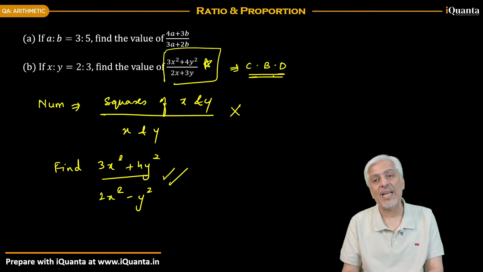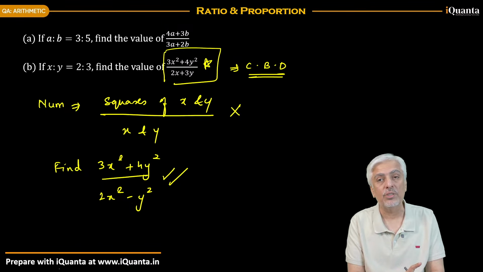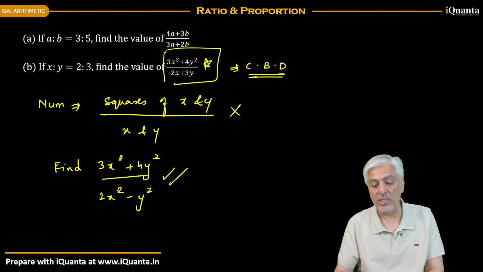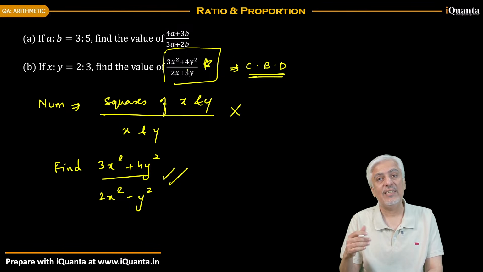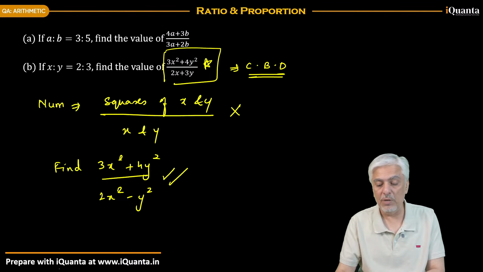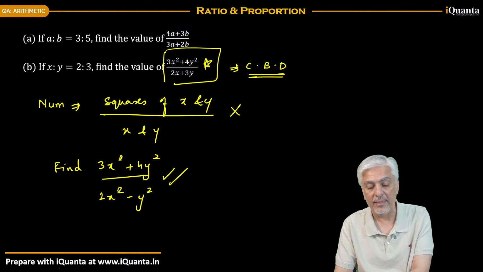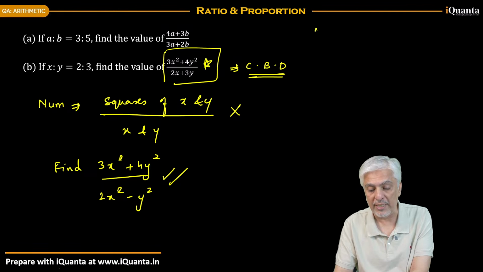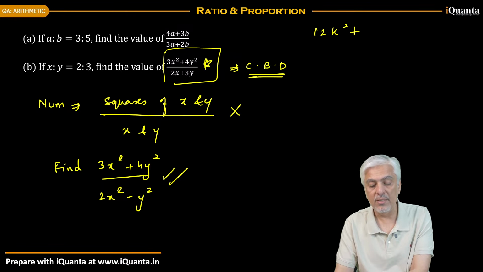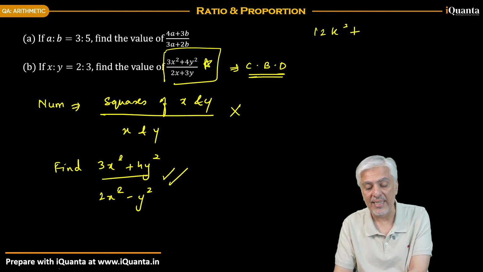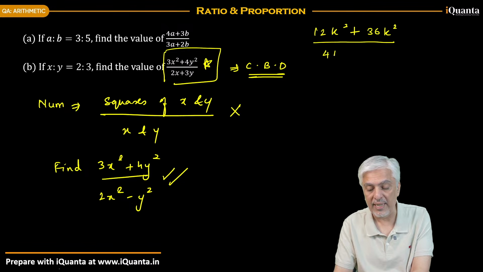And that is why sometimes the K method becomes very important. Because if you did the K method, one K will cut and the numerator will be left with a K. If x is 2k, what will you get in the numerator? 4k² into 3, so you'll get 12k². y is 3k, so 9k² into 4, 36k². Upon denominator will be only k, so it will be 4k plus 3 3s are 9k.